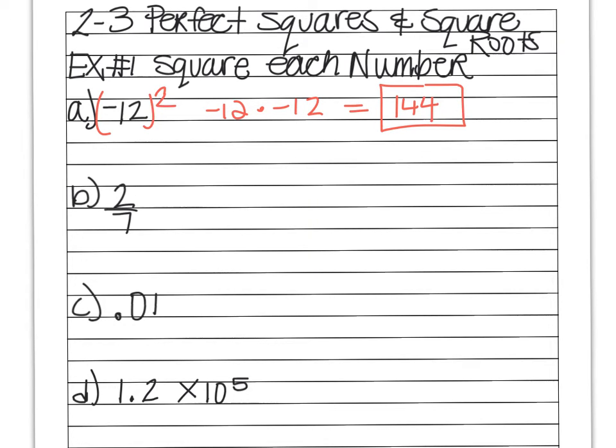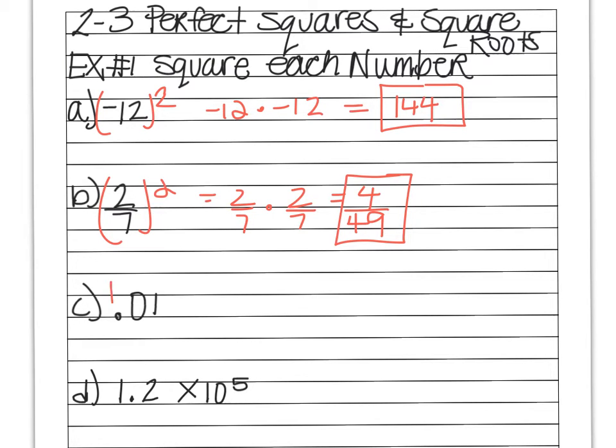2 over 7, if we were to square that, we would have 2 over 7 times 2 over 7, which would be 4 over 7 times 7 is 49. We cannot reduce that, but we can write it as 4 over 49ths. Again, 4 over 49ths is a perfect square, which means that two numbers multiplied together that are the same will give you 4 over 49ths.